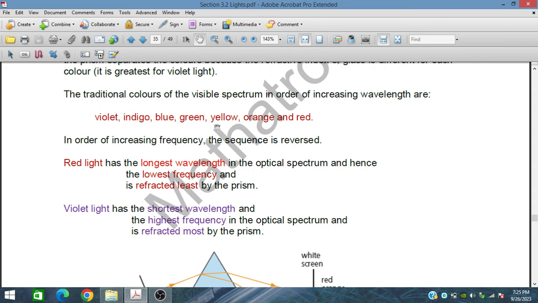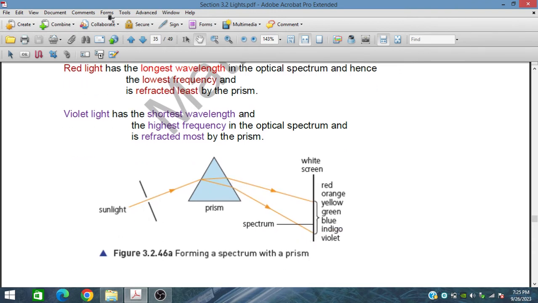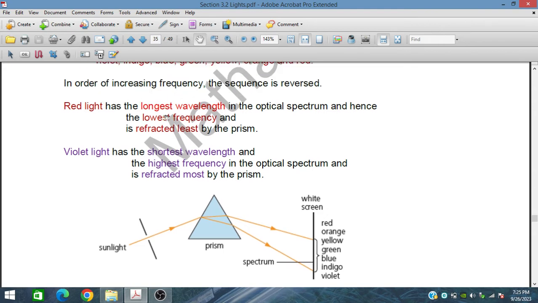These are all the colors of the rainbow that are present within white light, and the prism has a different refractive index for each color. That's why it gives a spectrum. Red light has the longest wavelength and lowest frequency and is refracted least, while violet has the shortest wavelength and highest frequency and is refracted most by the prism.